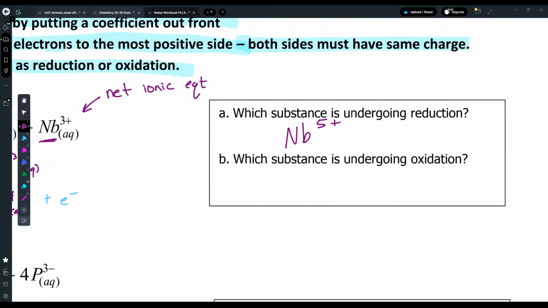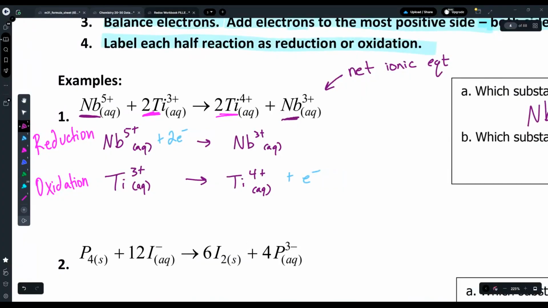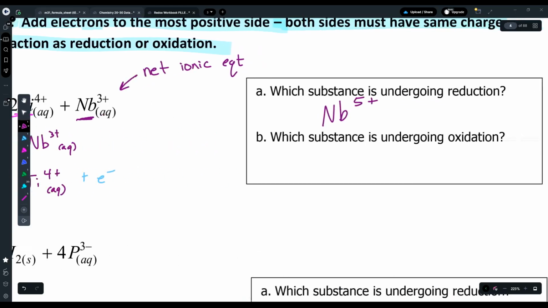Now, we're asked which substance is undergoing oxidation. So which substance lost these electrons? Well, titanium 3+ lost those electrons to become titanium 4+. Okay, so we see that titanium 3+ got more positive as it lost those electrons. So that's how we know.